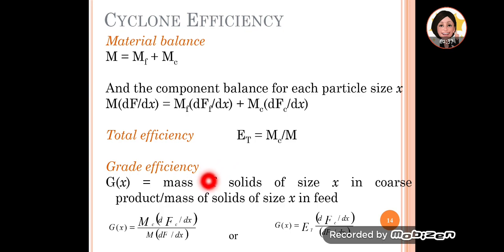Okay, and grade efficiency is the mass of solids of a particular size in the coarse product over the mass of the solids of size x in the feed. So this is the ratio, and that is grade efficiency. So we can find out for each solid size how efficiently it has been removed in that particular cyclone.